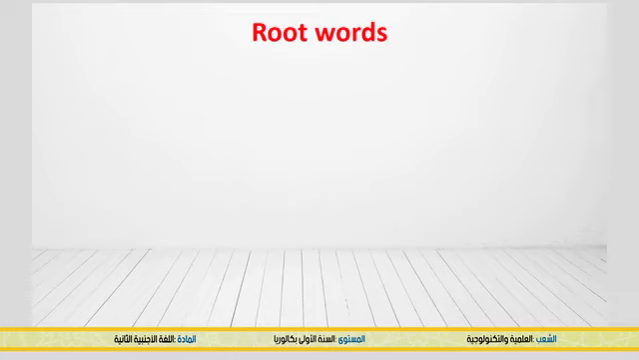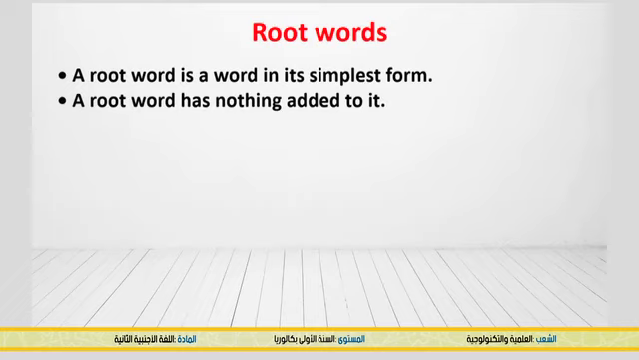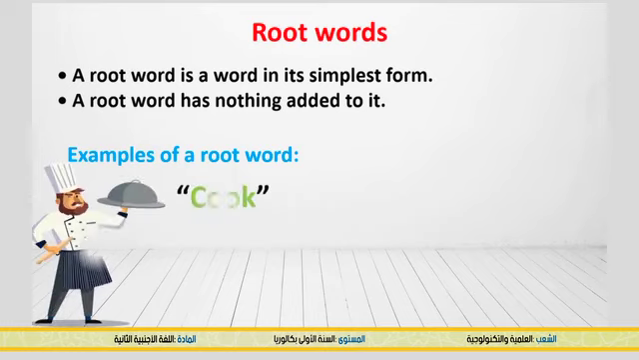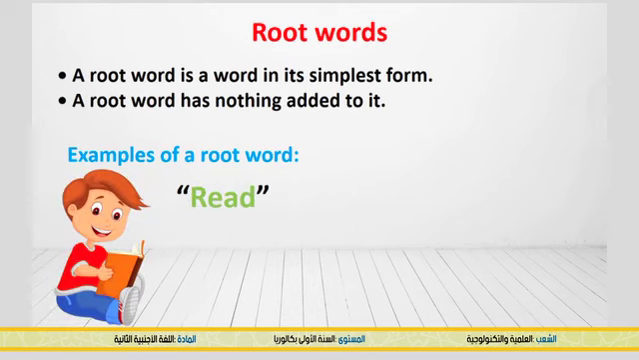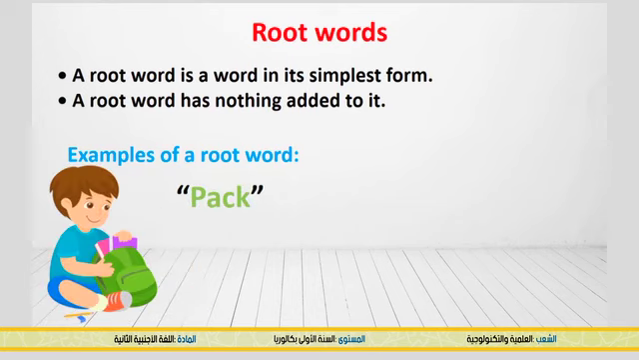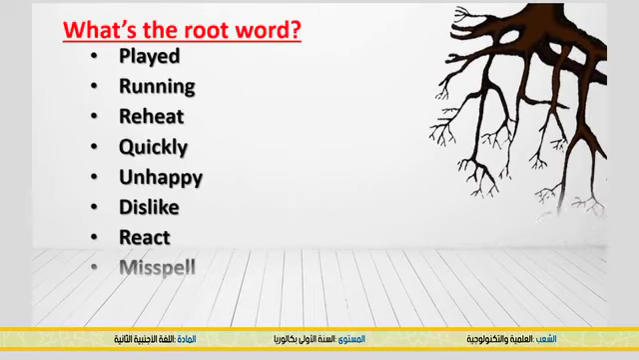Root words. What do we mean by root words? A root word is a word in its simplest form. A root word has nothing added to it. Examples of a root word: cook, read, write, pack. Let's do some practice. What's the root word?